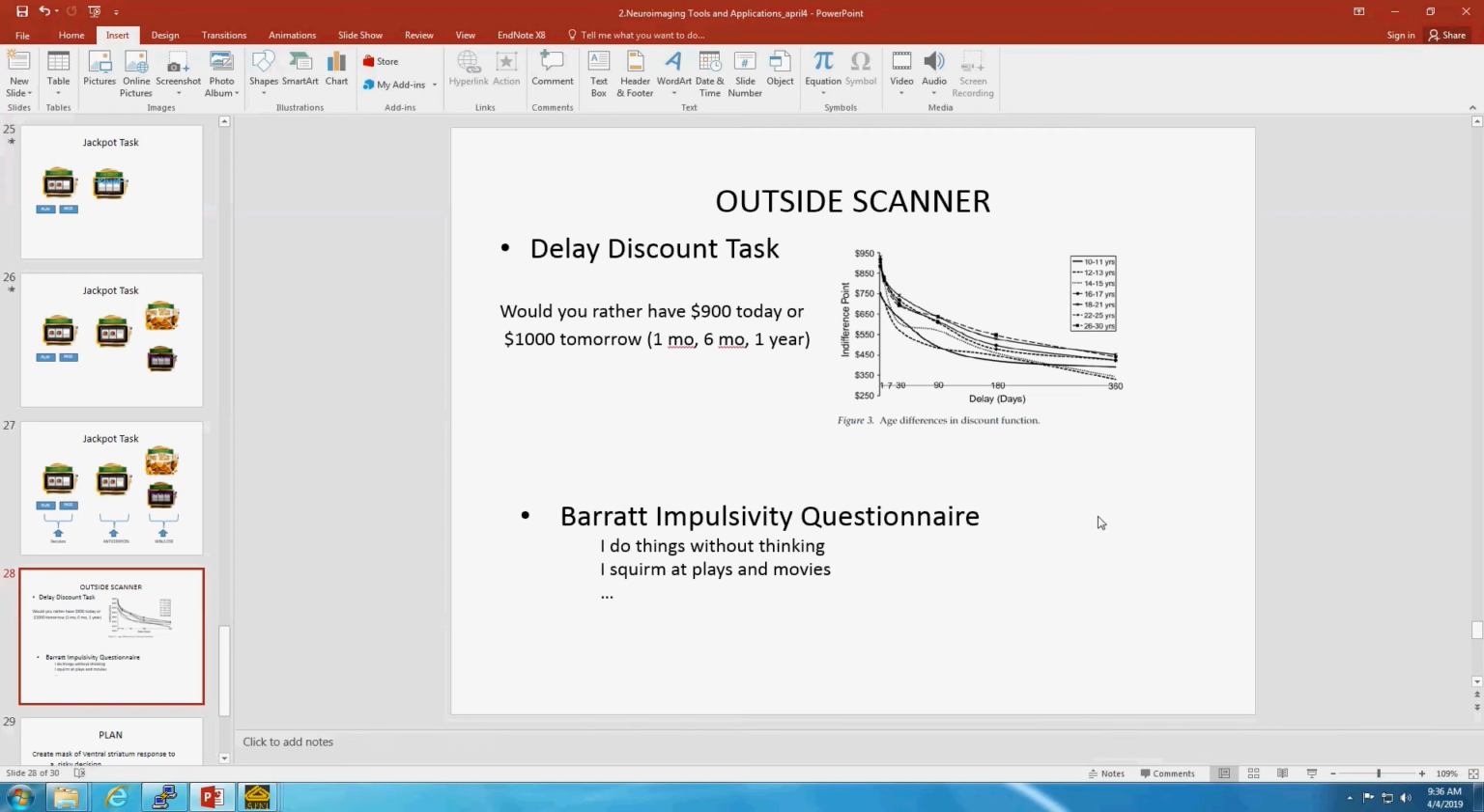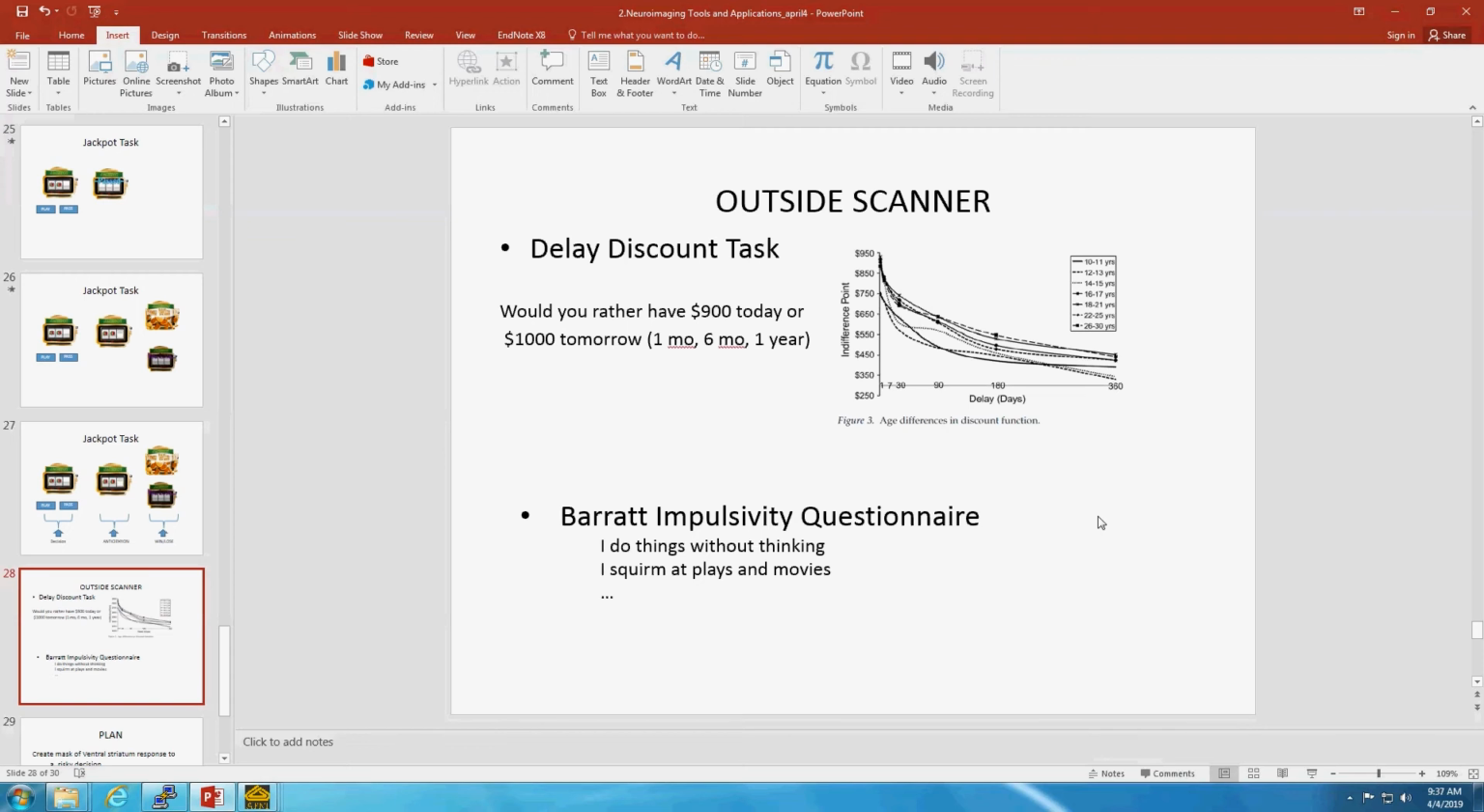One is the delay discount. This is a pretty standard task. People have done it lots and lots of times. There are norms of how adolescents respond to this. I think this is one of the normative studies. You ask kids a whole series of questions. Would you rather have $900 today or $1,000 tomorrow? I'll take $1,000 tomorrow. $900 today or $1,000 next week? I'll take $1,000 next week. $900 now or $1,000 next year? I'll take $900 right now. And you go through that whole series of questions. You titrate how much they're willing to wait to get their reward.